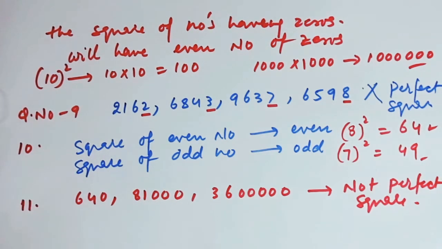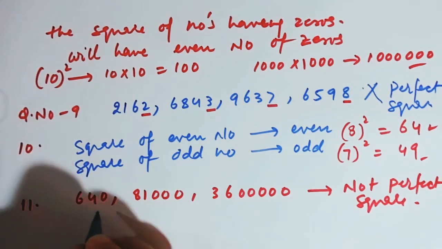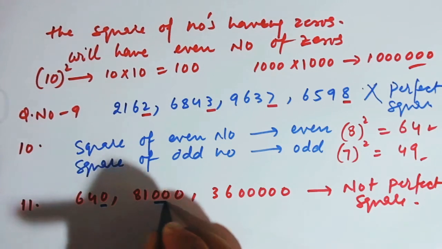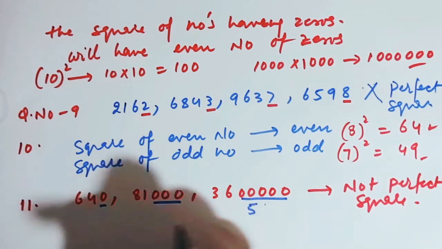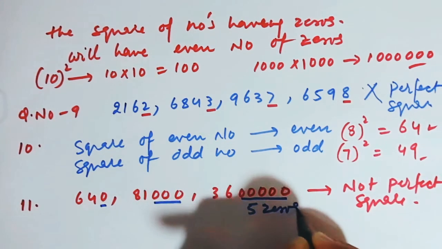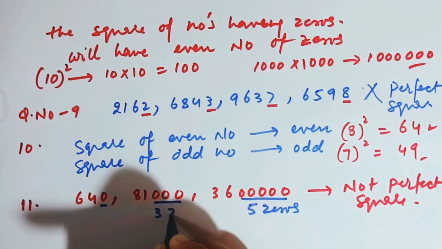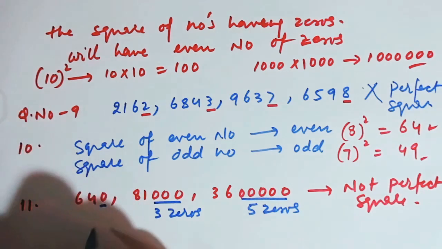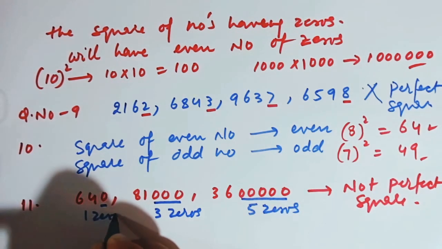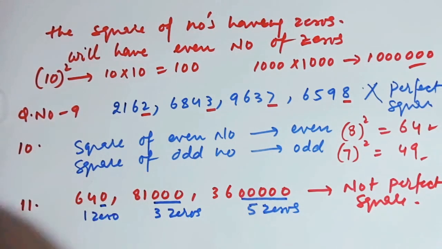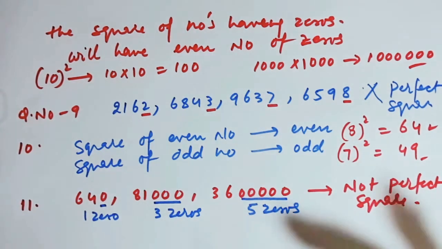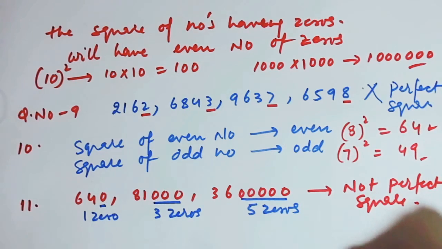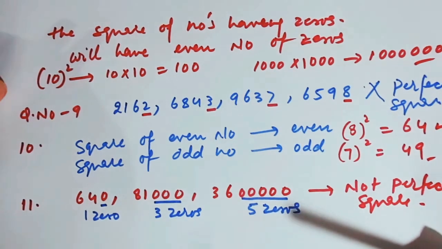It cannot be a perfect square because the number of zeros at the end is odd. See, here you have 5 zeros, here you have 3 zeros, and here you have 1 zero. So these are odd numbers of zeros, so they cannot be perfect squares. Okay, very good. Now comes some important sums, which you shouldn't ignore.